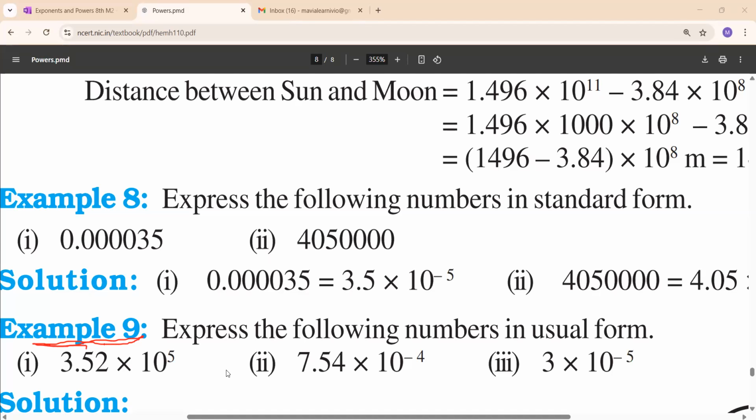Abu Bakar, first one you made a mistake. Abu Bakar, read it carefully. It is 10 raised to the power plus 5, not minus 5. Okay, so try that again. Others, what is the progress?